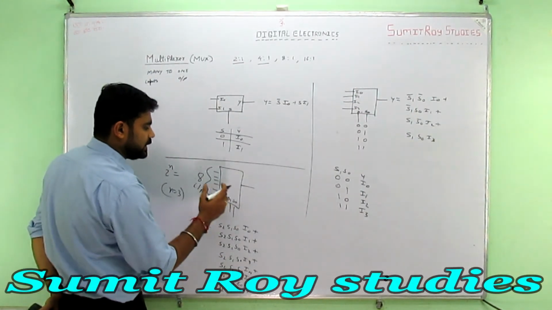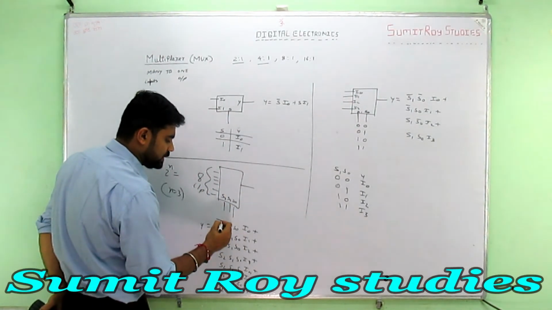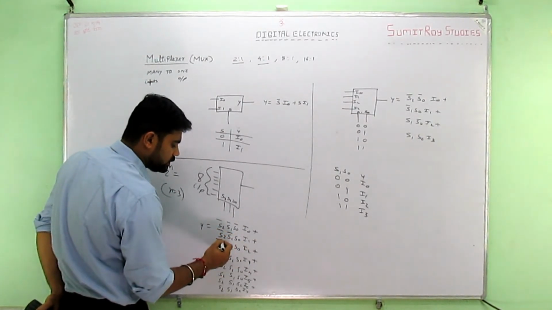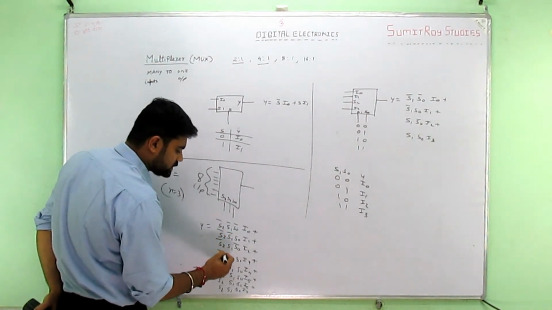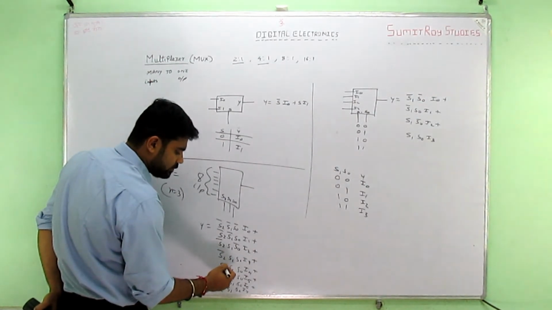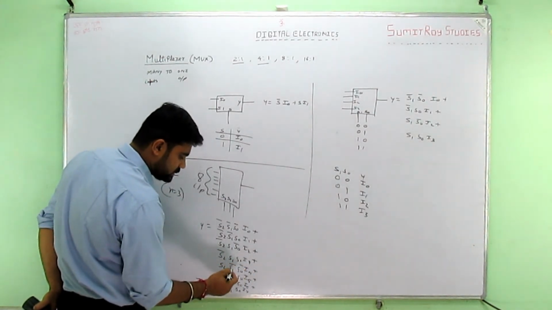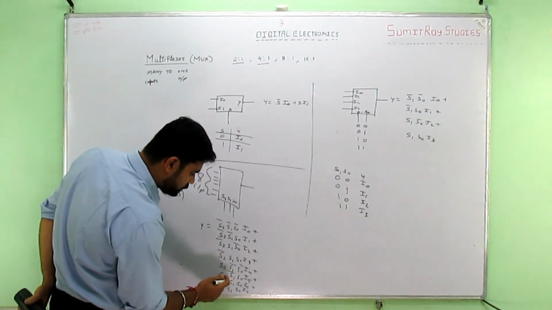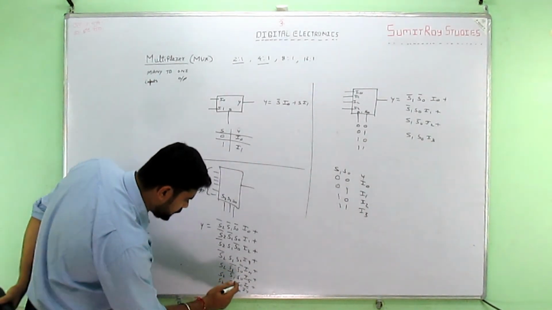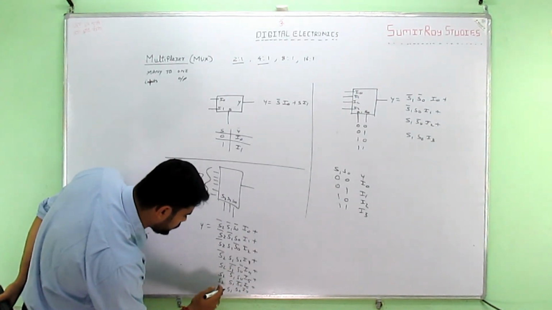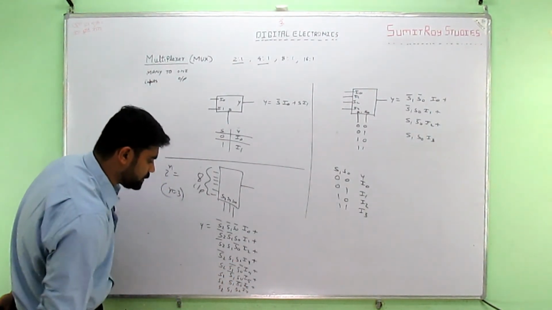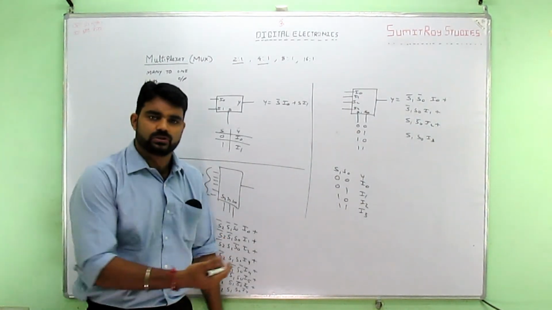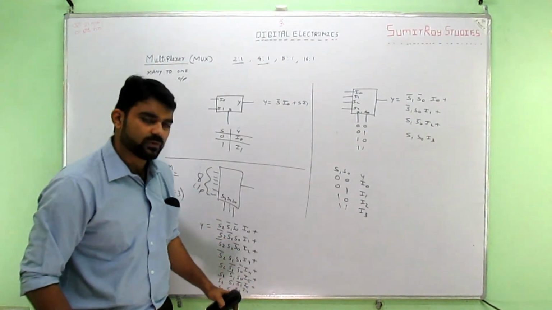So based on this, for 0, 0, 0, I0 will be picked, for 0, 0, 1, I1 will be picked, for 0, 1, 0, I2 will be picked, for 0, 1, 1, I3 will be picked. For 1, 0, 0, this, for 1, 0, 1, for 1, 1, 0, and for 1, 1, 1, this will be picked. So, yes, this is it. For 0, 0, 0, I0, and ultimately 1, 1, 1 will give us I7.